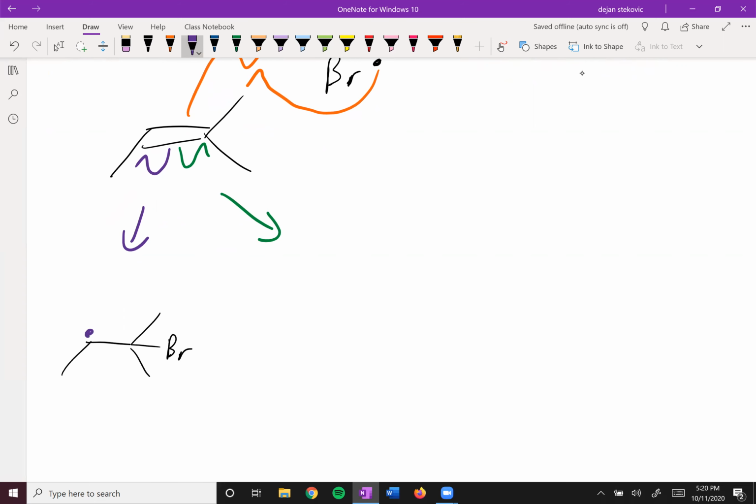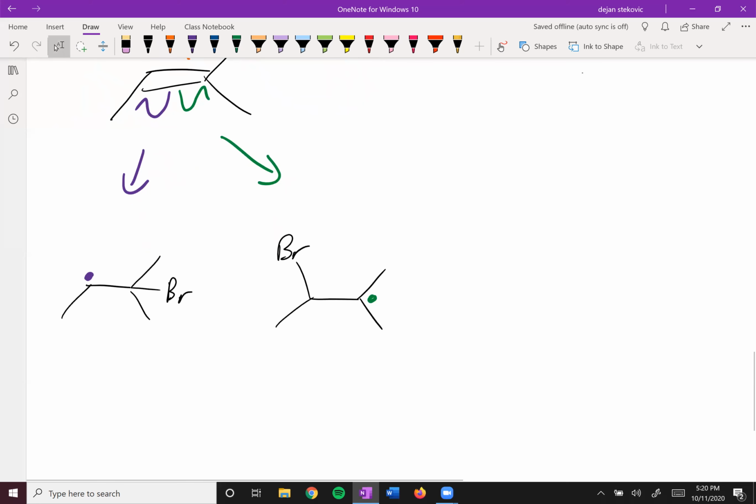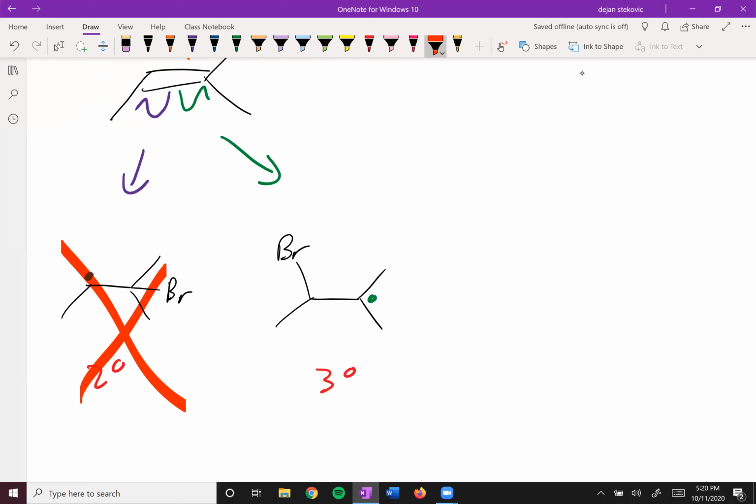If we go the purple end, our radical ends up there. And if we go the green end, our radical will end up there. So if we think about what's more stable, this is a secondary radical, this is a tertiary radical. Tertiary beats out secondary, and so our predominant product will be the one on the right. And you can notice that now our bromine is on our less substituted carbon.